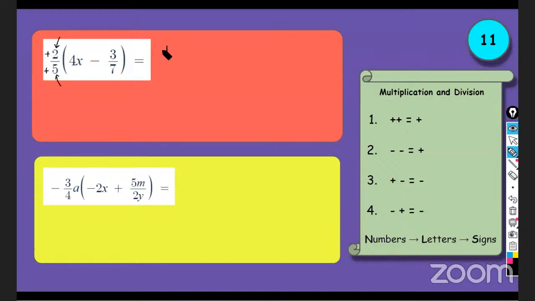So let's rewrite it like this. Positive 2. So we have all the signs now. Divided by positive 5. Open brackets, right? This 4x is not a fraction, but it's 4x divided by 1. We just converted it to a fraction.